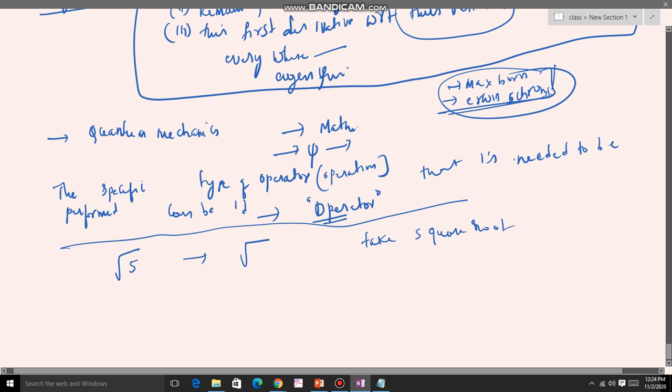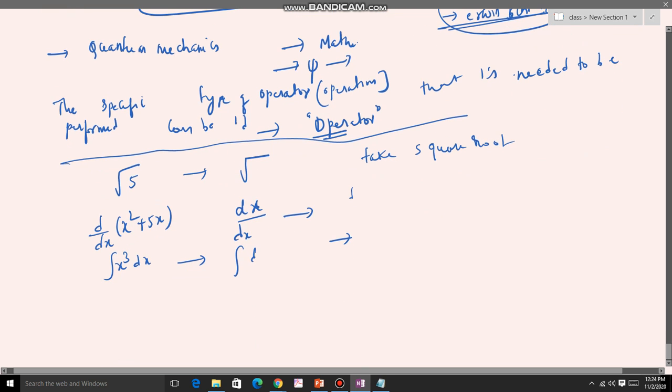Now suppose you have d by dx of x square plus 5x. Here what is the operator? d by dx. What does it do? It says take the differentiation with respect to x. Now suppose you have integral of x cube dx. Here it says integrate with respect to x. These are the kind of operators I am talking about. Quantum mechanics also has certain rules for mathematical operations, and they are called operators.